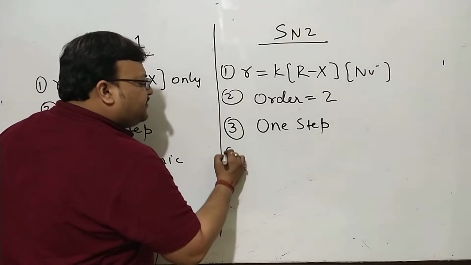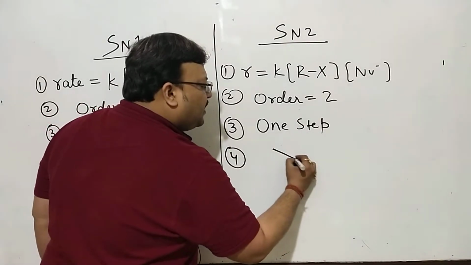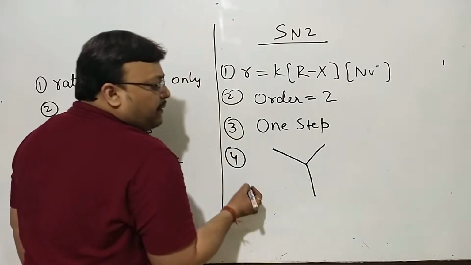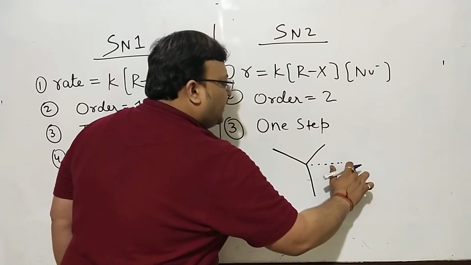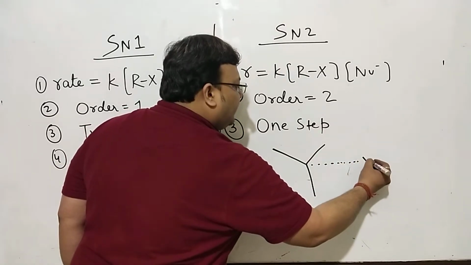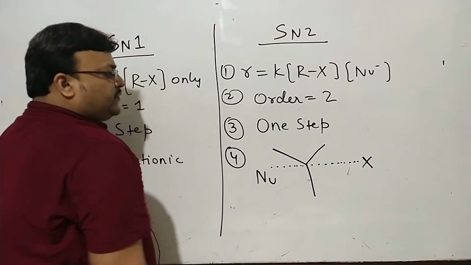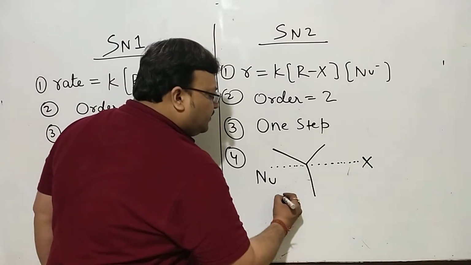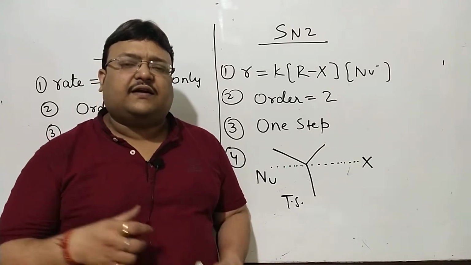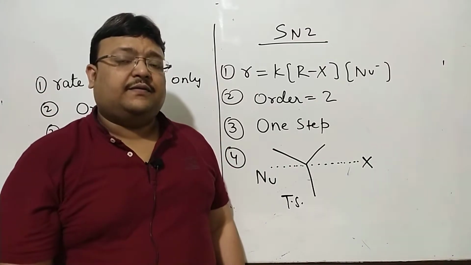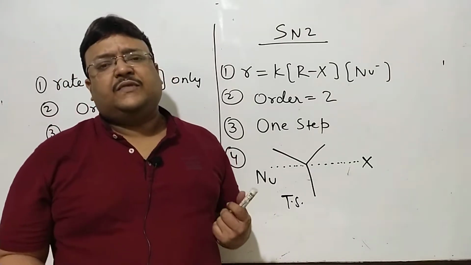There is a transitory state. Now this is how the transitory state will look like. This is a more elaborate picture, where suppose this is the outgoing group, which I had taken as X, and suppose this is the incoming nucleophile, which is Nu. So this is how a transitory state will look like. The difference between an intermediate and a transitory state is that an intermediate could be studied. If it's very stable, it could even be isolated, it could even be extracted.